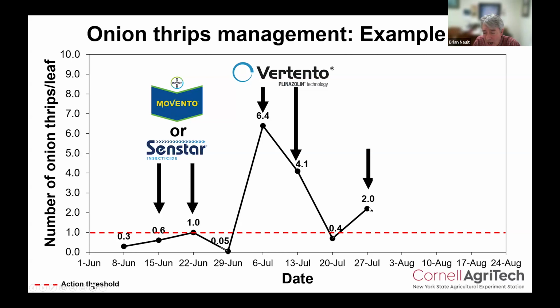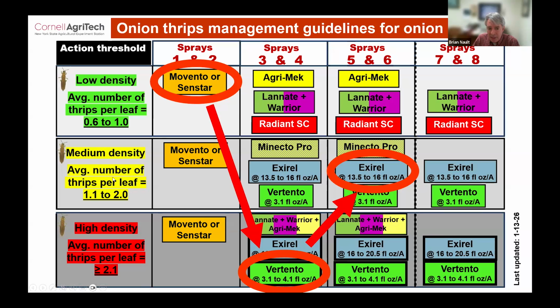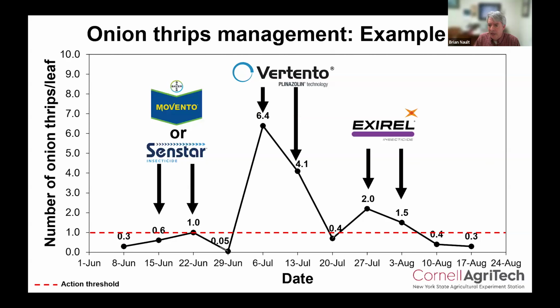But then because pressure is high, it may get back up to 2. And in that case, we're now at the medium density. Let's finish off with Exral. Okay, we can't use Vertento again. We can't use Manecto Pro. Why? Well, it's got abamectin in it. 30-day pre-harvest. All right, we're too late in the season, potentially. Well, maybe not, but you need to start thinking about it. But Exral would be a good choice to finish off, okay? So you have your 2 applications of Exral. Most likely, then you're going to finish off the season. The crop is landed, you're done, okay? So maybe only 3 products are all that will be needed.